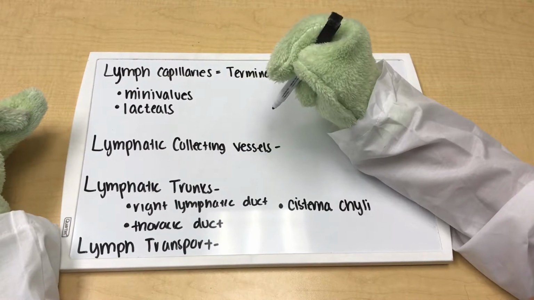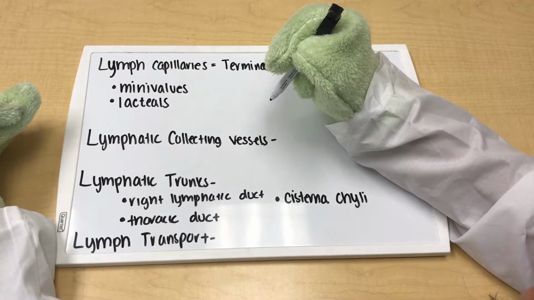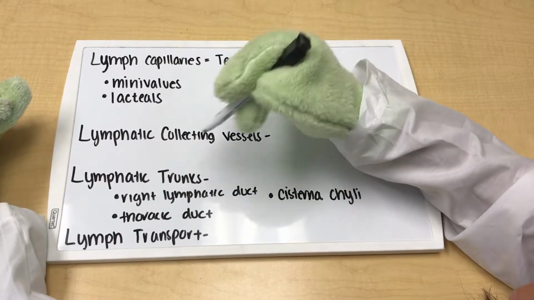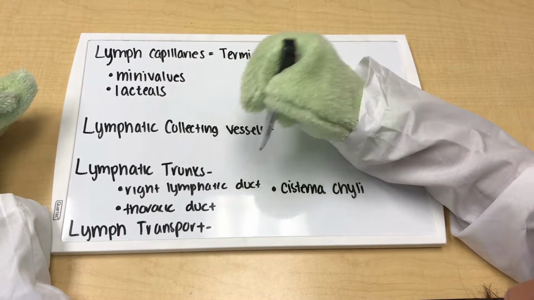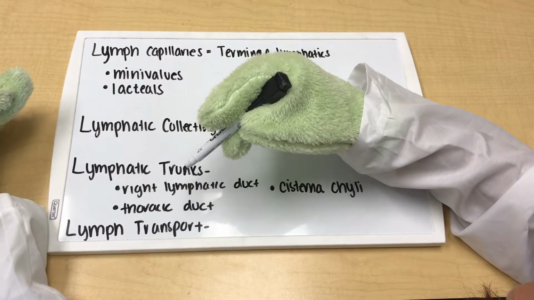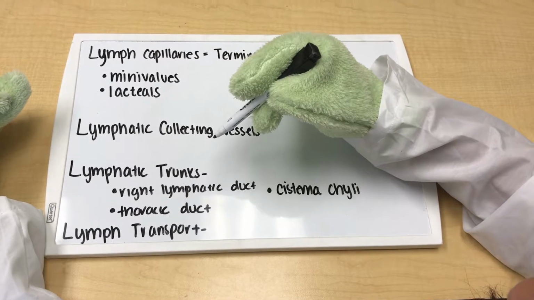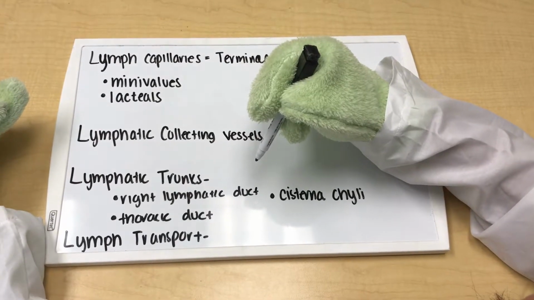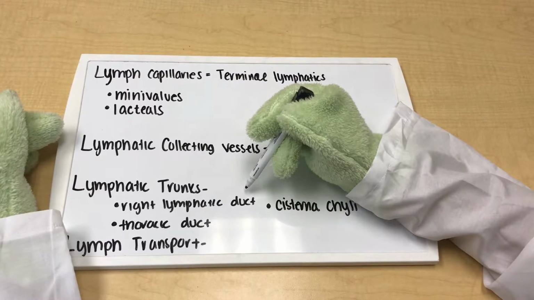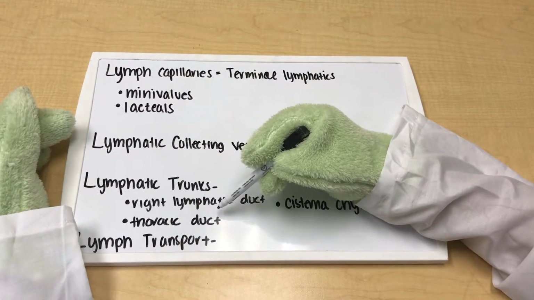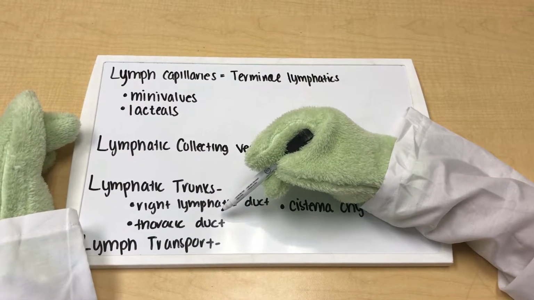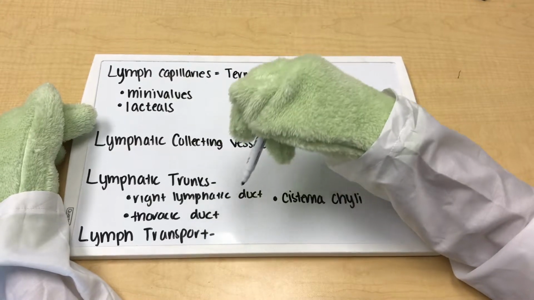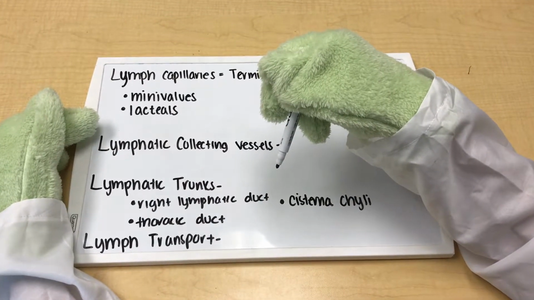Lymphatic collecting vessels pick lymph up from the capillaries and bring it to the lymph trunks. The lymph trunks go into ducts. There are 2 different kinds of ducts: the right lymphatic duct and the thoracic duct. The right lymphatic duct drains the upper right side of the body and empties between the right subclavian and the right jugular. The thoracic duct is the bigger of the 2 ducts. The thoracic duct drains below the diaphragm on the left side. The cisterna chyli drains lymph from the digestive system. The thoracic duct empties into the left jugular or left subclavian.